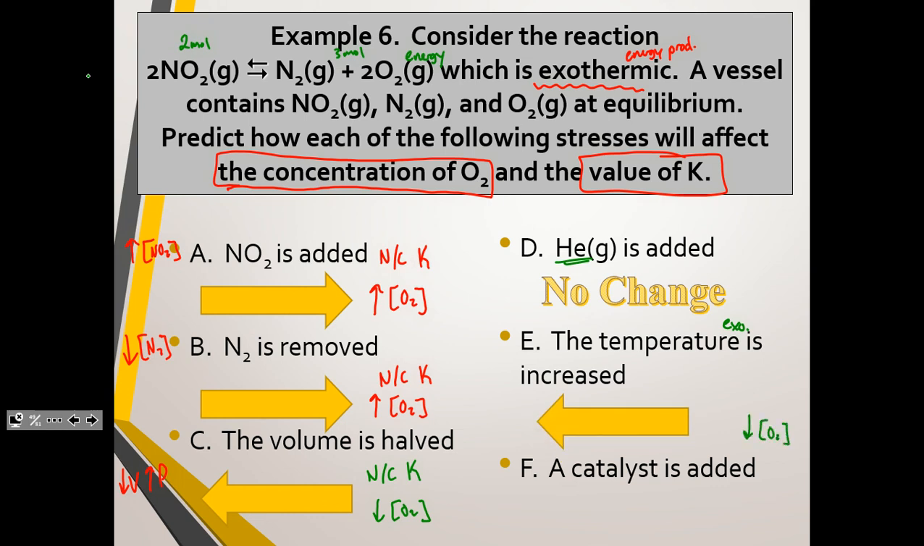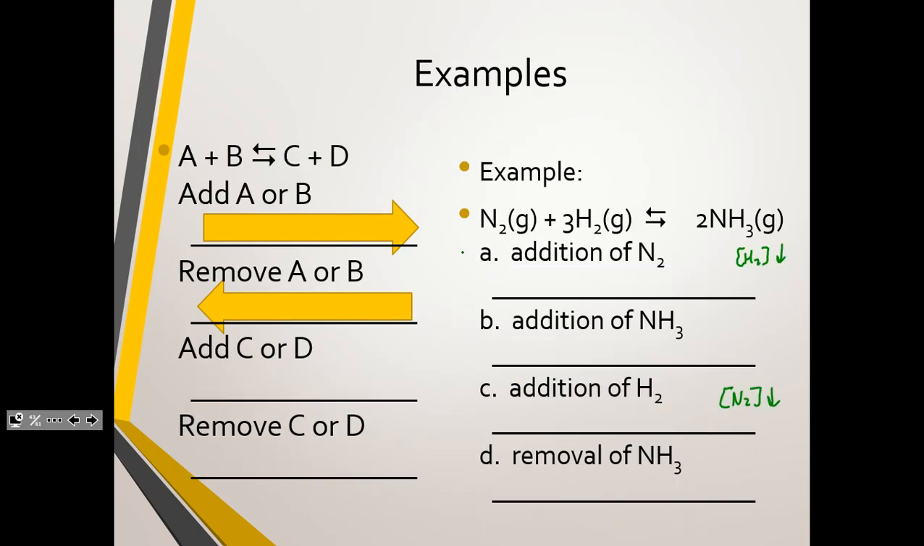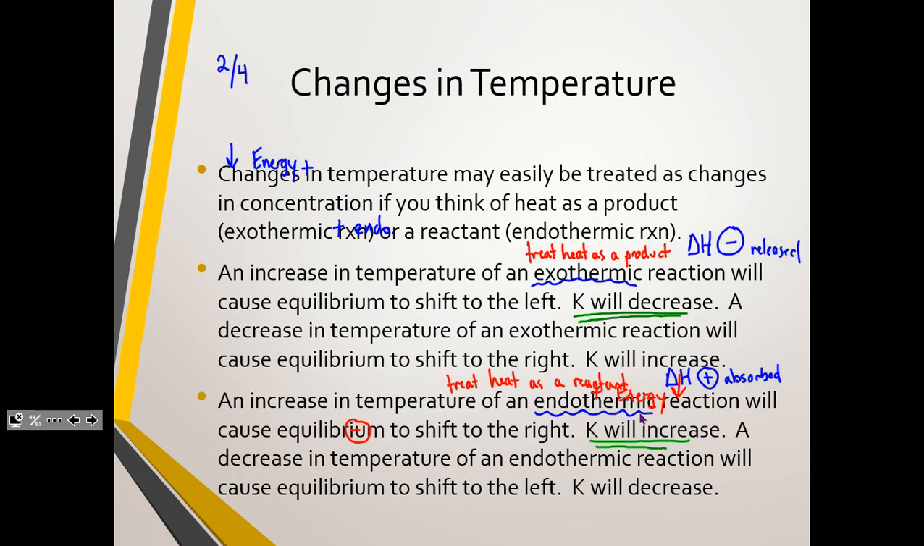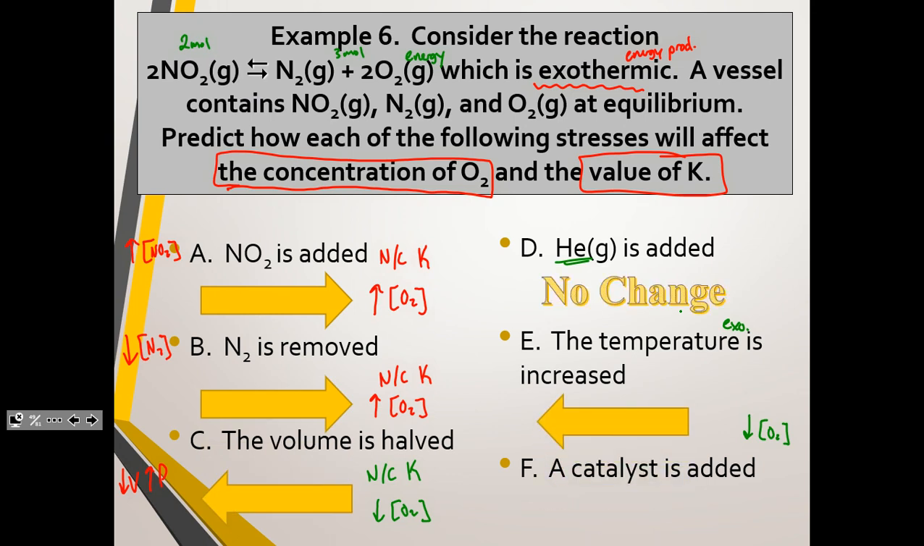And temperature, what's going to happen to the value of K? I'm going to flip back real quick, see if we can find that. Let's see. If we are increasing the temperature of an exothermic reaction, K will decrease. Okay. So K is going to be decreased. A catalyst is added, no change for equilibrium. That would speed up the forward reaction and speed up the reverse reaction as well.